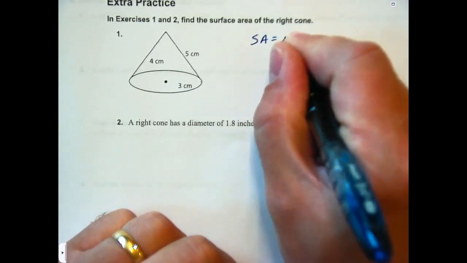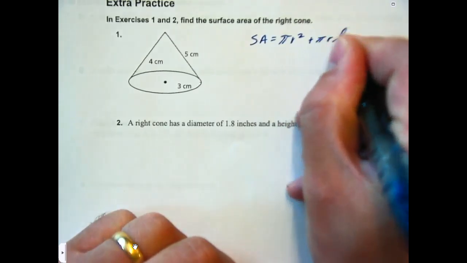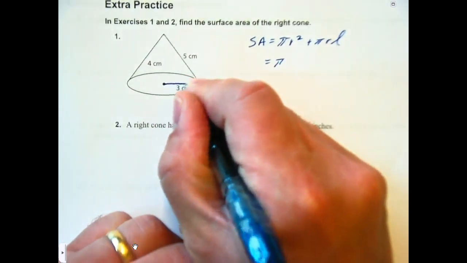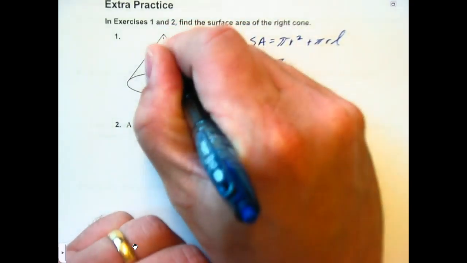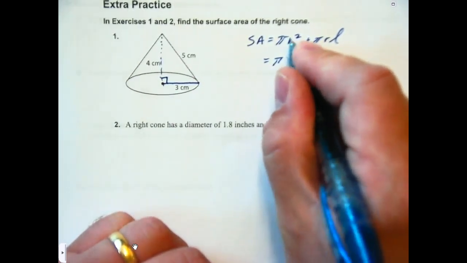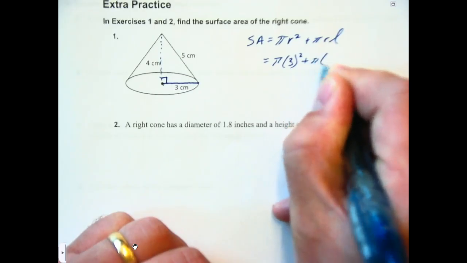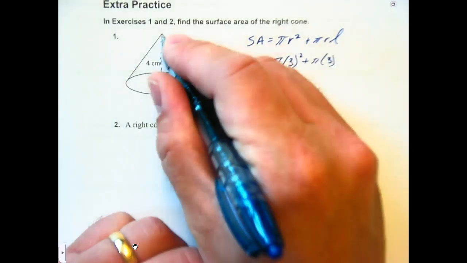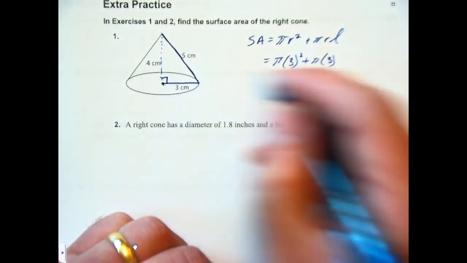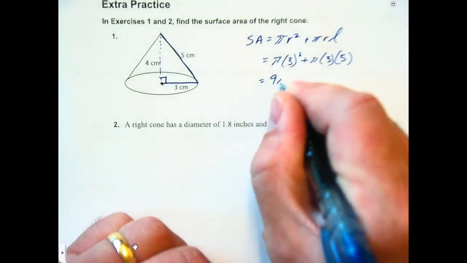Surface area is equal to pi r squared plus pi rl. And they kind of give you everything here to help you out. So pi, in my picture, I think in yours you actually have these. R is 3 plus pi times 3 times the slant height. Slant height is not your right angle height. It's the height like if you were sliding down the cone there. That is 5.